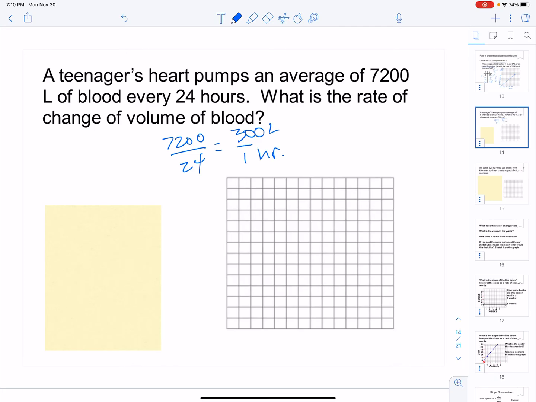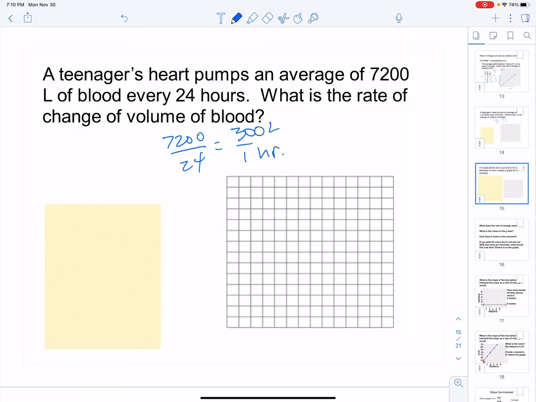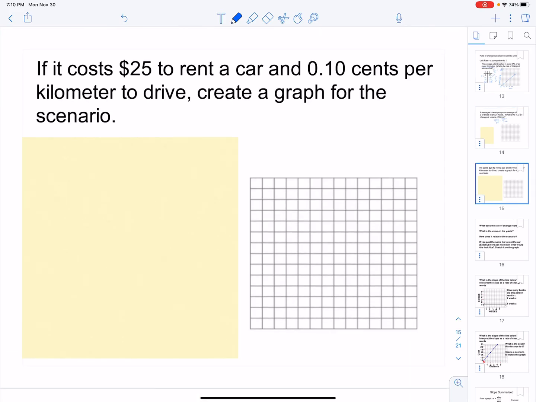Once you have that, you could do the same thing and create a graph that would represent that information. Let's try one more real fast, and then we're going to sum this up. Here we go. It says, if it costs $25 to rent a car and 10 cents per kilometer to drive the car, create a graph to find the scenario.